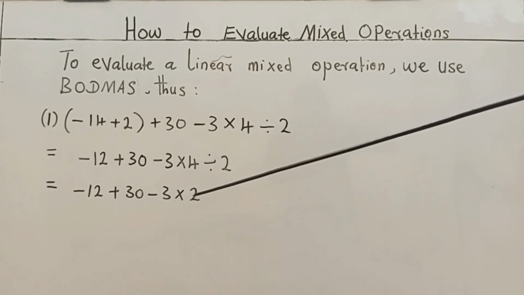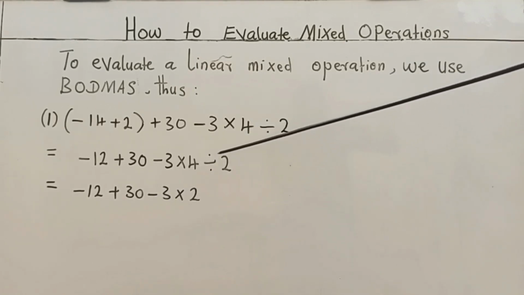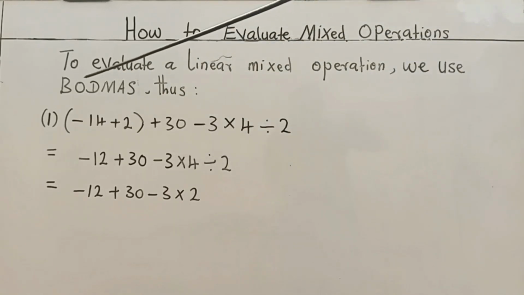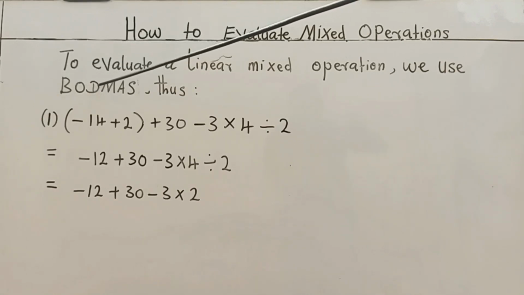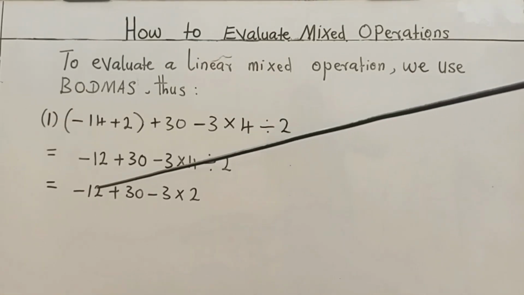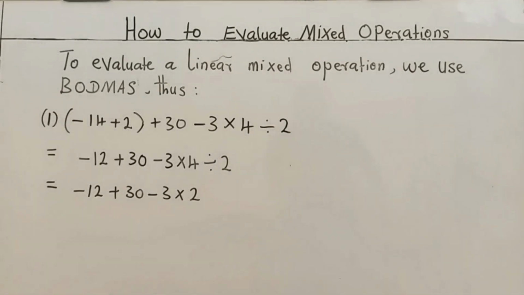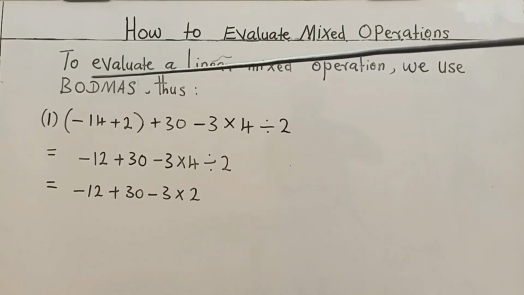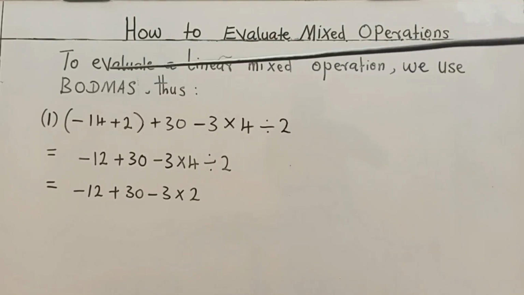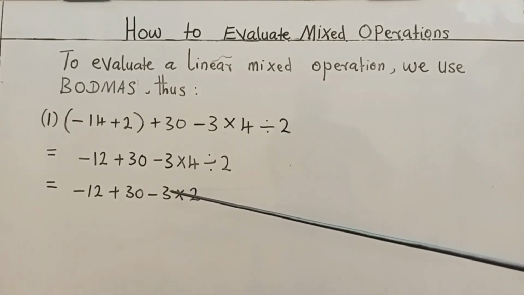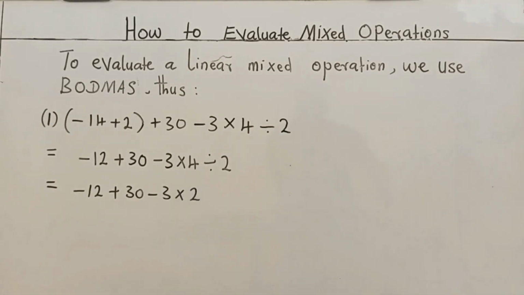What is this 2 coming from? When 2 divides 4, we have this 2. Don't forget that D is what we just treated. So B is treated, D is treated. No need for this O. So far, we are here. What is next? Is there a multiplication? After D comes M. Is there a multiplication? Yes, there is. This is 3 times 2. Let us do it.